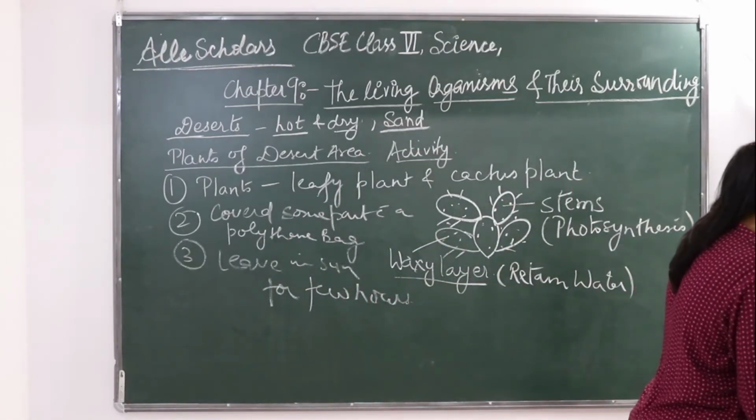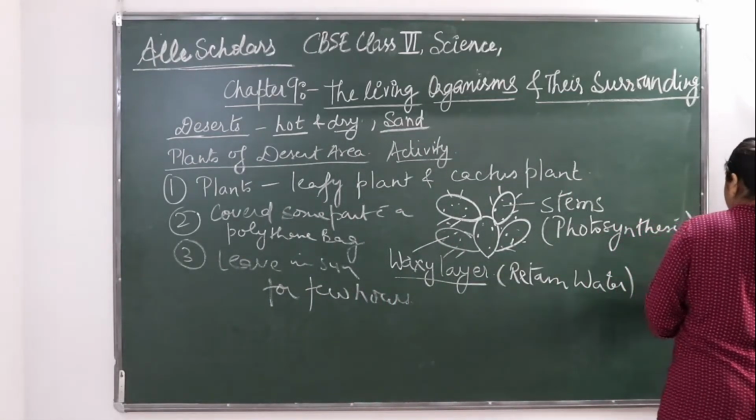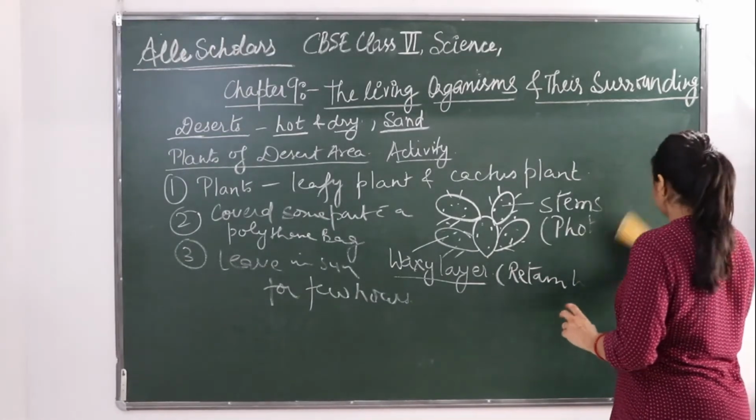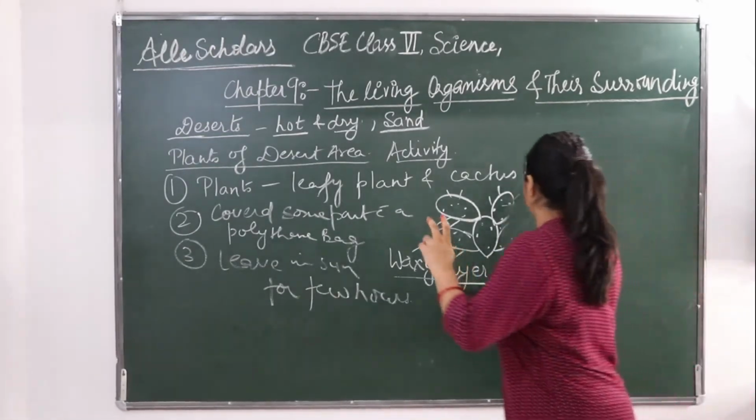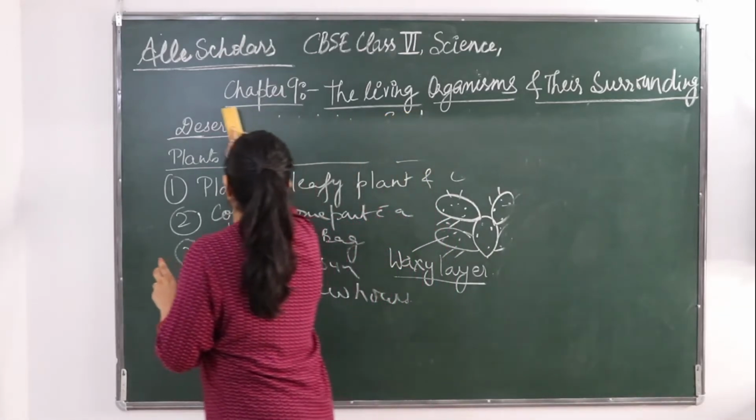Now next we will study about mountain region. Okay, so we have seen deserts, plant and animal. Now let's see the mountain region, plant and animal.